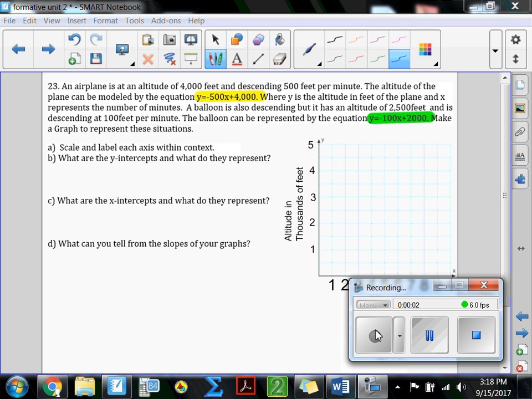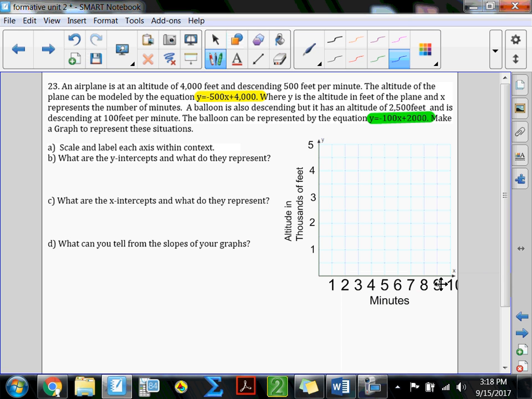Okay, number 23. Number 3 is a problem comparing an airplane's altitude and the altitude of a hot air balloon. I have the equation for the airplane highlighted in yellow, the equation for the balloon highlighted in green. When I do my graph, I'll do my graph in green for the balloon and orange for the airplane. I already put my axes on here and here, altitude in thousands of feet.